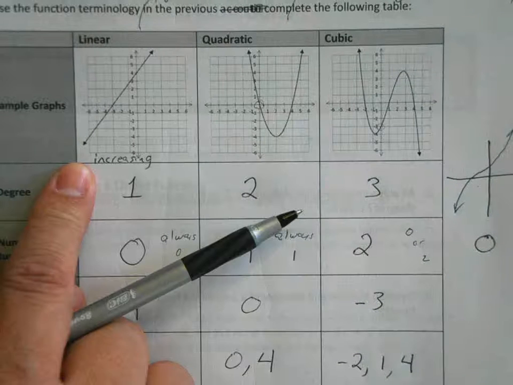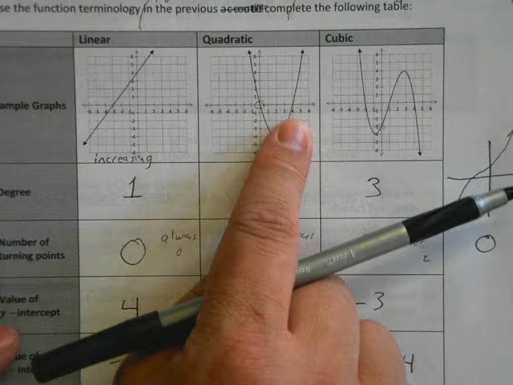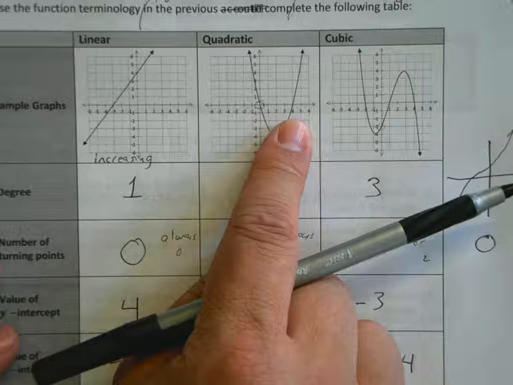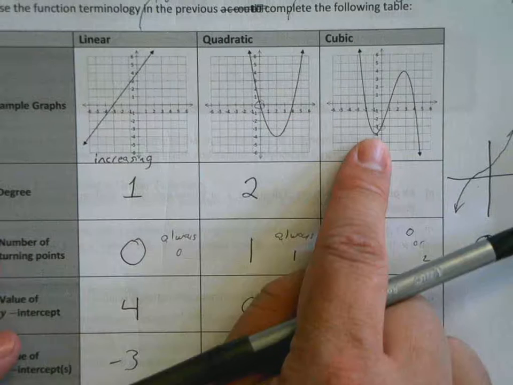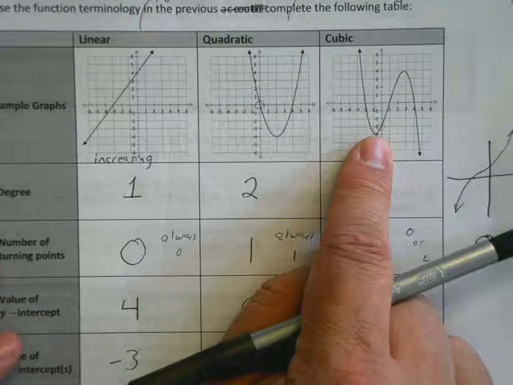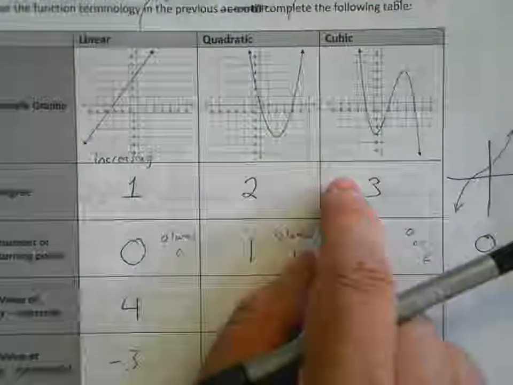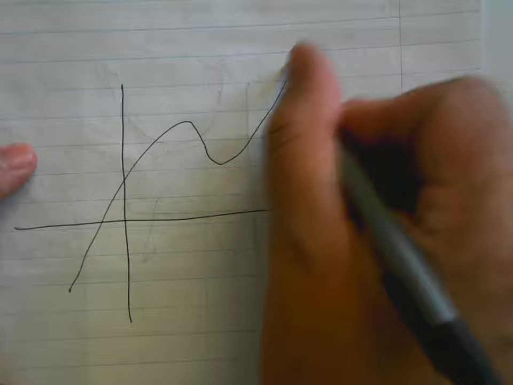This could be no x-intercepts, 1 x-intercept, or 2 x-intercepts. This could be 1 x-intercept. Okay, let's do this in pictures. 1 x-intercept. There's a cubic with 1 x-intercept. Could be 2 x-intercepts.